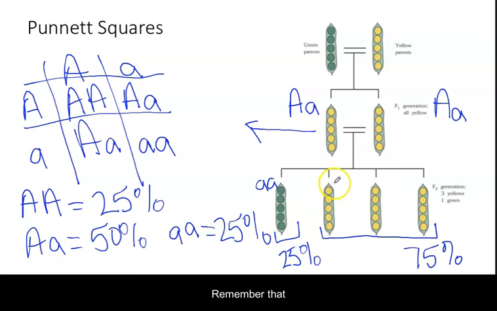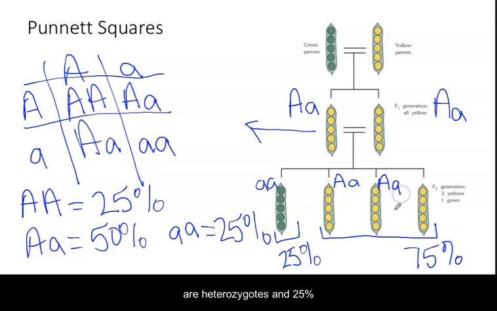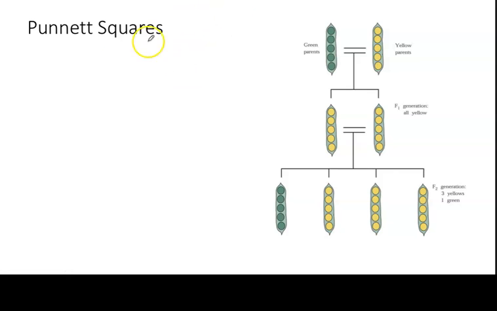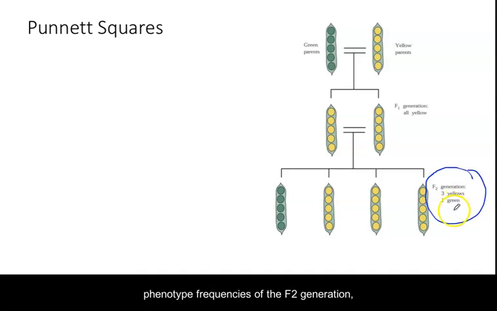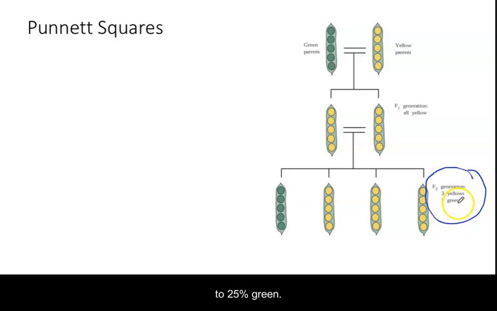But remember that a heterozygote, something with a big A and a little a, has a yellow phenotype, and we know that 50% of them are heterozygotes, and 25% are big A homozygotes. If we were asked to report the phenotype frequencies of the F2 generation, we would say there are 3 yellow to 1 green, or 75% yellow to 25% green.